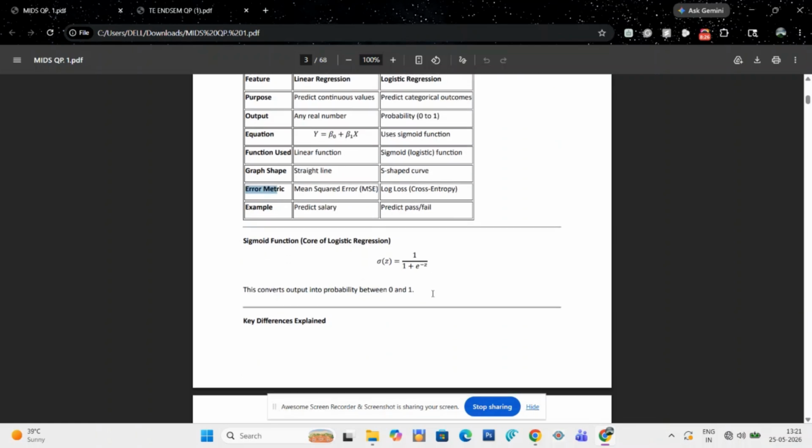And the sigmoid function, what is the sigmoid function? The sigmoid function is the core logistic function. Sigmoid of z is equal to 1 upon 1 plus e raised to the power minus z, okay. This converts the output into a probability between 0 and 1. Whenever our model gets an output with some continuous value, this sigmoid function converts our output into 0 and 1 format, like the probability format, okay.